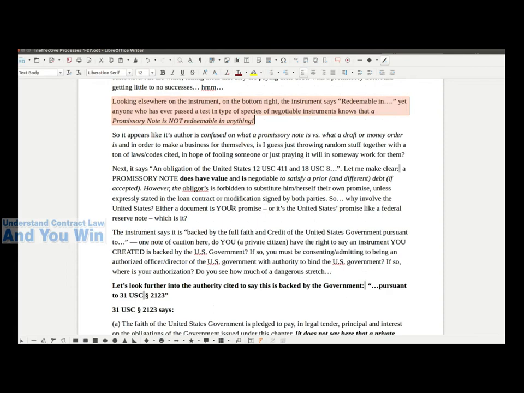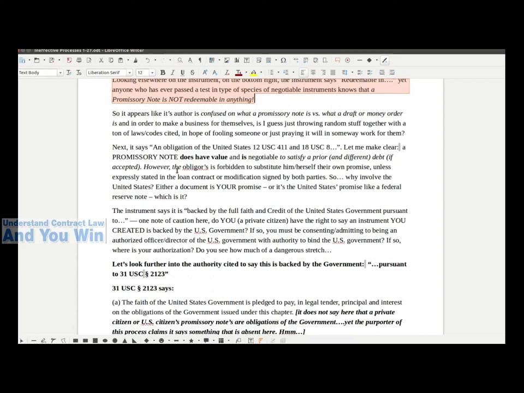So it appears like the author of this process is claiming that this works and selling it to people. I'm sure there are many people selling this. I'm not trying to single anyone out. This process has dozens of people teaching it, sharing it, probably half a dozen people selling it. So it appears some of the authors of the process are confused about what a promissory note is and what a draft money order is in order to make a business for themselves. I guess just throwing random stuff together with tons of laws and codes cited on the instrument in hopes of fooling someone, or just praying that it will work some way for them.